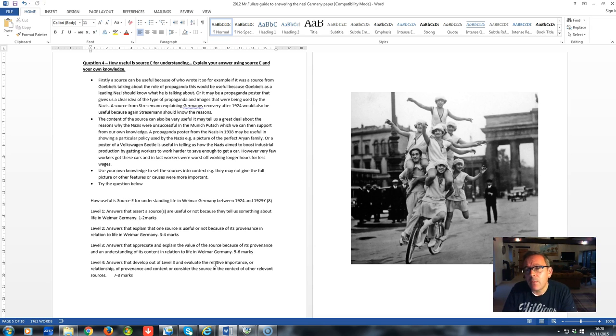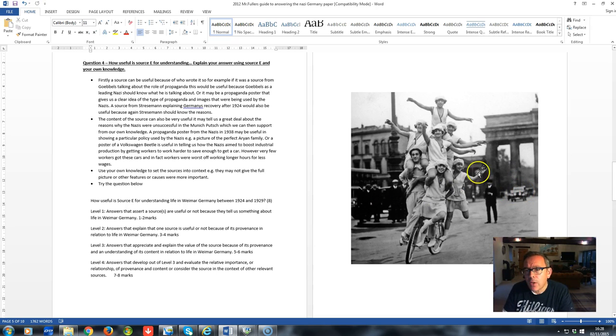Okay? So, for example, if we look at this source over here, which is from 1928, it's an advertisement for a cabaret act in Berlin in 1928, so that's what you're told about that source. You can see that, yes, it's useful in that it fits in with your own knowledge about the prosperity going on in Germany at that time, because if you look in the background, there's a car.